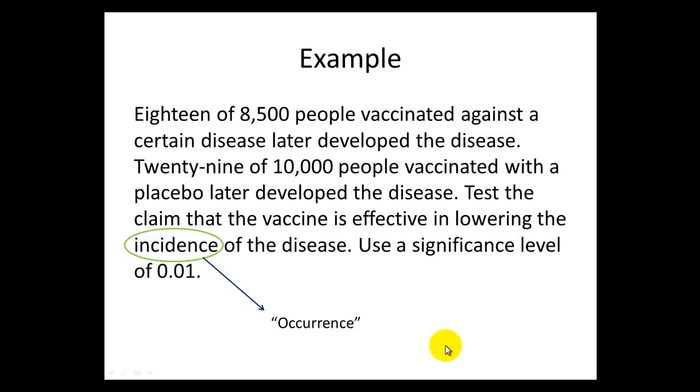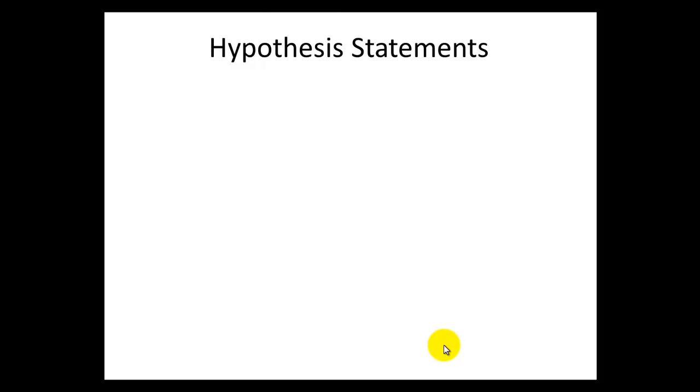So the first thing we want to do when we encounter one of these problems is think to ourselves, is this proportions or means? If we look at the information in the problem, we can see that the evidence was given to us as 18 of 8,500, 29 of 10,000. This type of evidence is consistent with proportions.